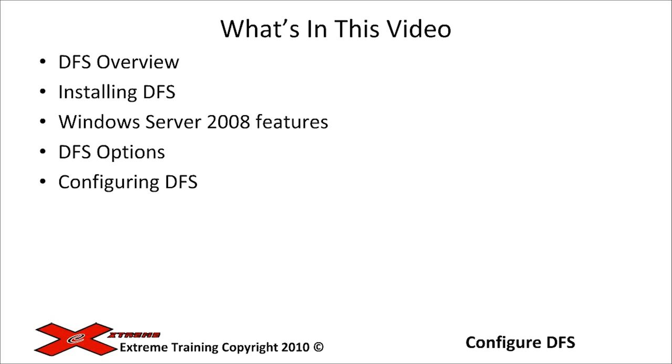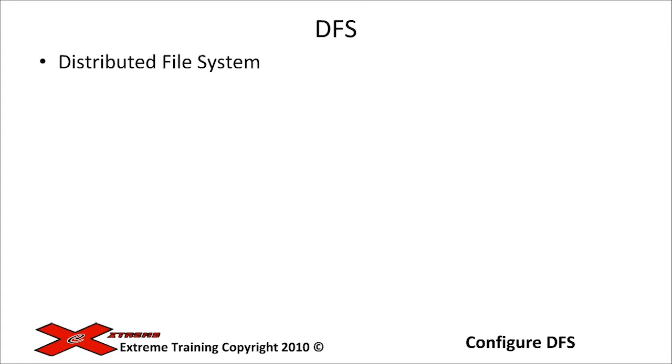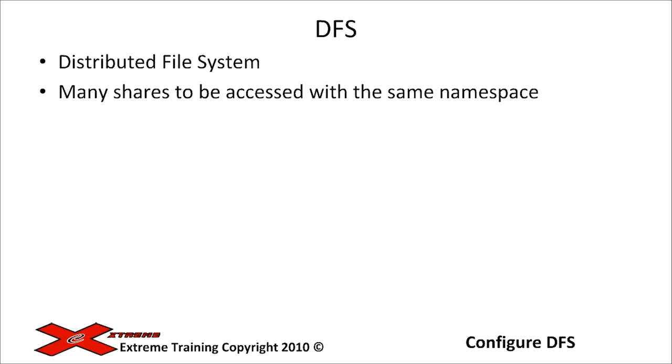Using DFS correctly in your organization can help organize your file shares, making it easier for your end users to find information. In a large organization, there can be hundreds of file shares spread out over many different servers over many different sites. This can make it very difficult for users to find the data that they are after, and often means mapping a large amount of network drives. Distributed File System, or DFS, allows a user to access many different file shares using the same namespace.